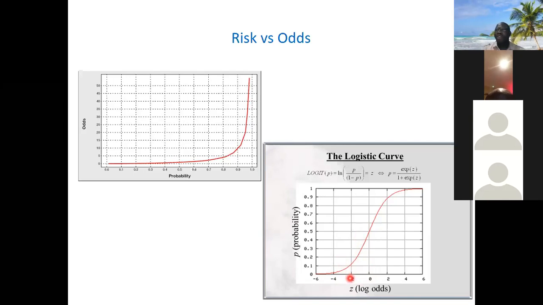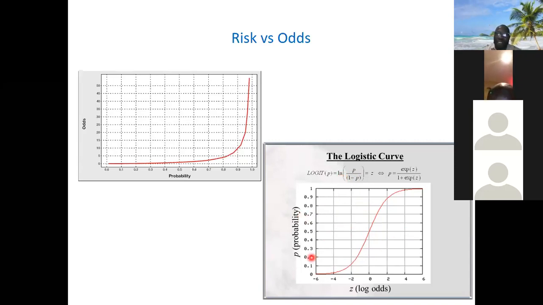Anything between 0 and 1, the log gives you negative. Now, look at anything greater than 1, the log will give you positive. So what you do now, if you transform inside of that log odd, the odd is p over 1 minus p. You now do the natural logarithm.